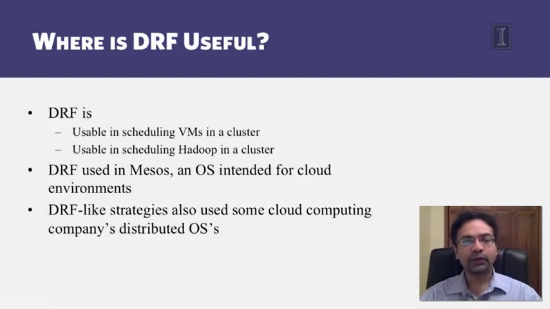So DRF is useful in scheduling virtual machines in a cluster. It's also useful in scheduling Hadoop in a cluster. It's useful wherever you have jobs, and these jobs have tasks which need to be scheduled in a cluster, and the tasks themselves have multi-resource requirements. DRF is used in Mesos, an operating system that was invented by researchers at Berkeley, and the operating system is intended as a distributed operating system for cloud environments. And DRF-like strategies are also used in cloud computing operating systems that have been built by several cloud computing companies.